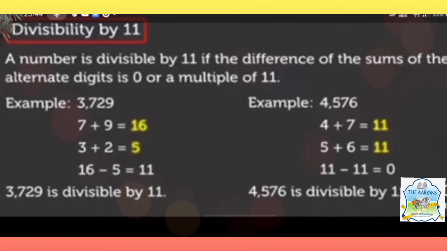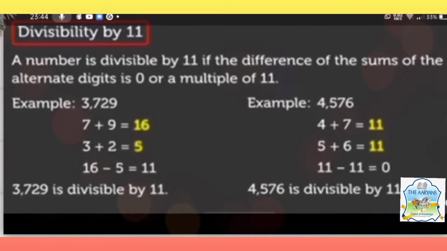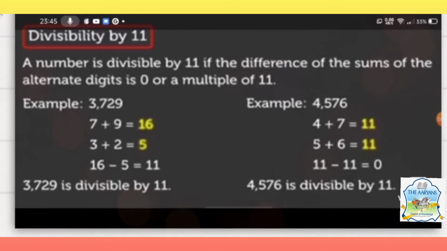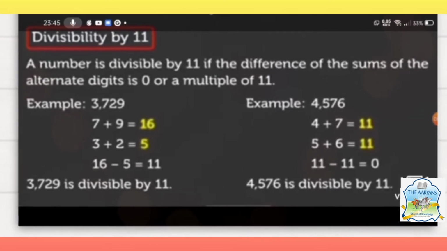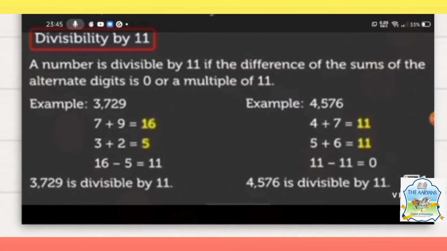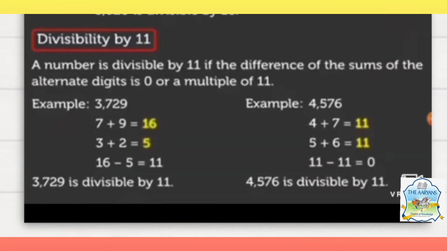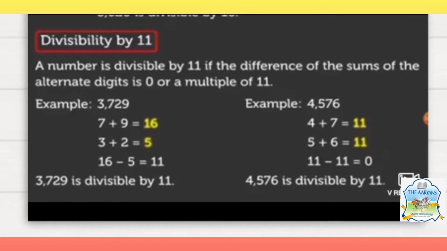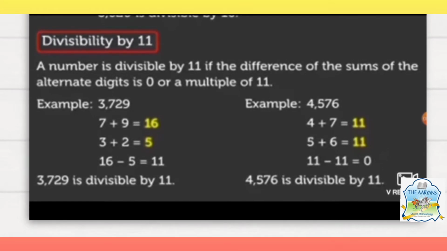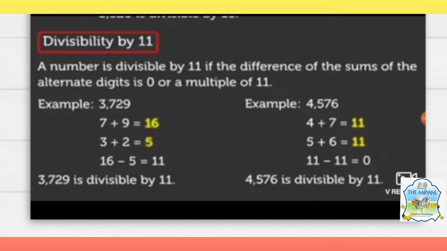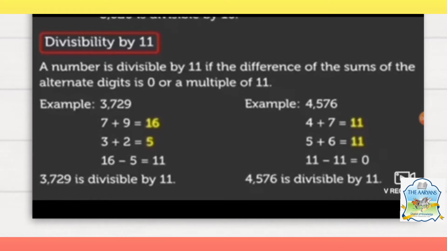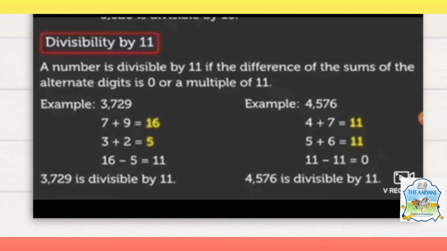Right? Now, we have to check whether a number is divisible by 11 or not. How can we do that? A number is divisible by 11 if the difference of the sums of the alternate digits is 0 or a multiple of 11. Now, we can understand this by an example. The example is 3729. This is the number.